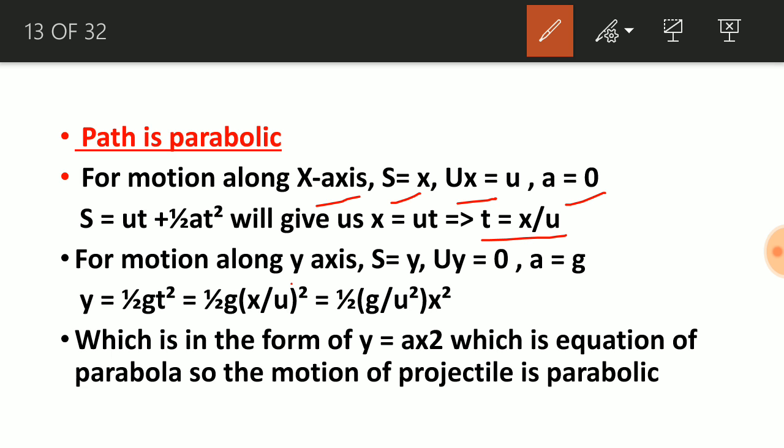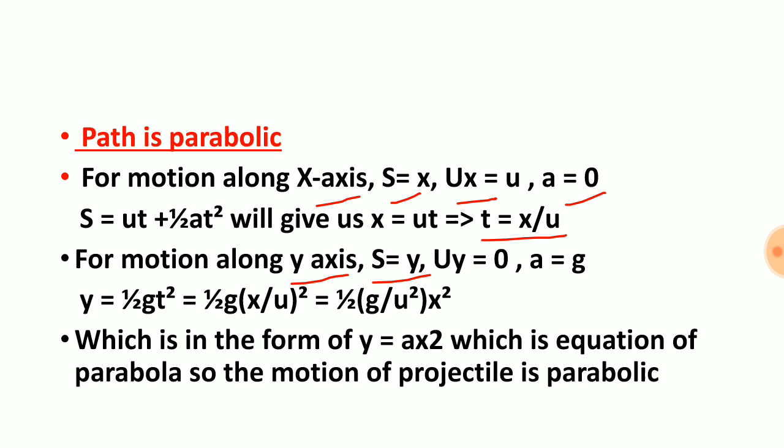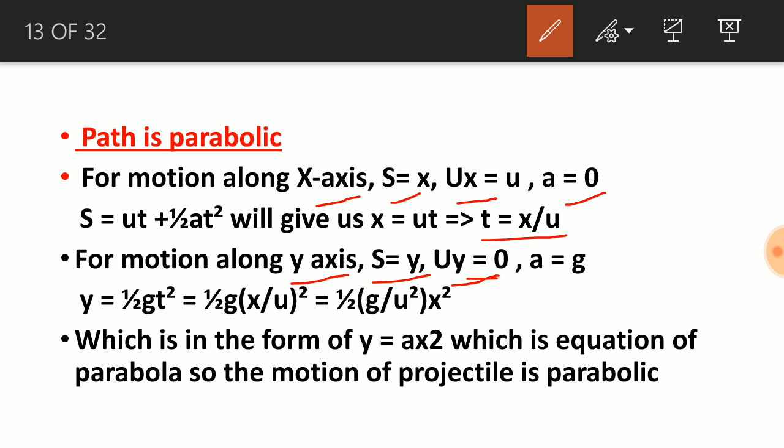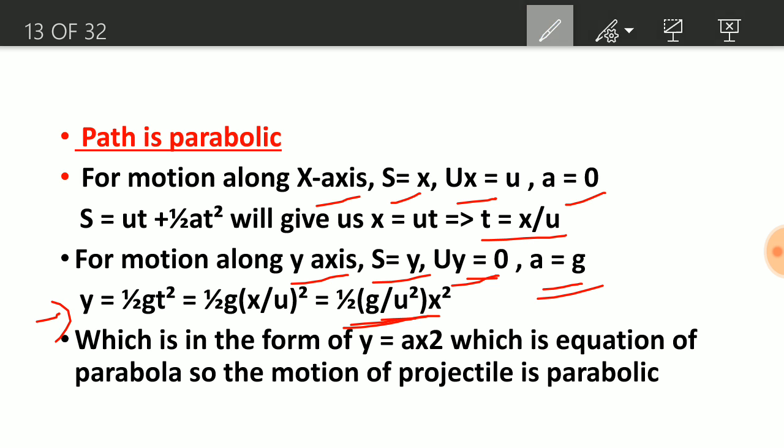Again consider motion along the y-axis. It is the same as the first case, but this is easier. s will be y towards the y-axis, the initial velocity is 0 and acceleration will be plus g, because it is falling down. On solving this, we will get this expression. This is again another type of parabola. So the motion of a horizontal projectile is also parabolic.